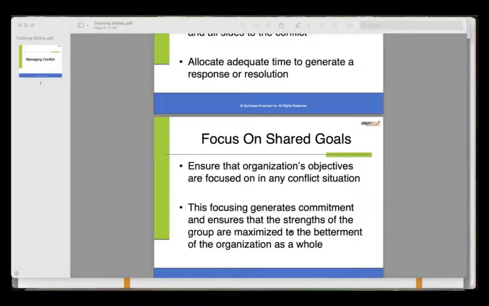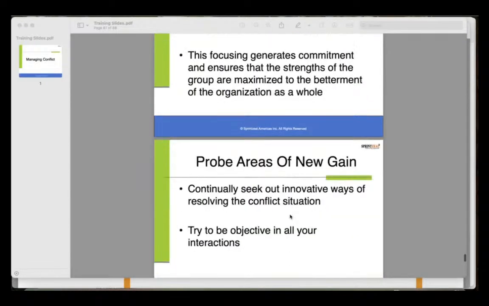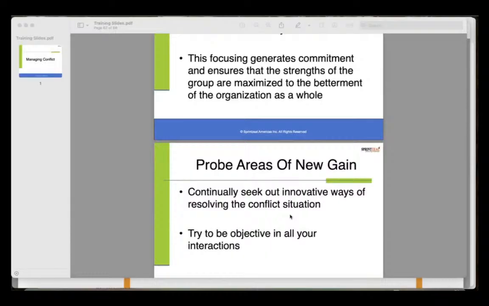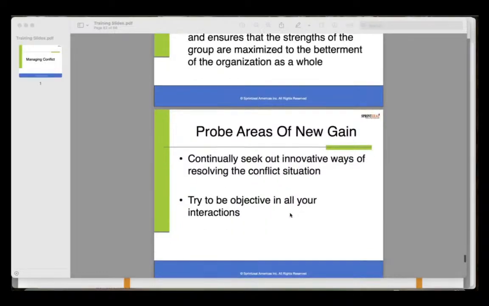So that is where the shared goals are very important, to understand what is the goal of the organization, or maybe both the parties that are involved. So what is the goal? When there is a conflict, there must be a positive goal that they are trying to achieve. So you should focus on that. Then probe areas of new gain. Continually seek out innovative ways of resolving the conflict situation.